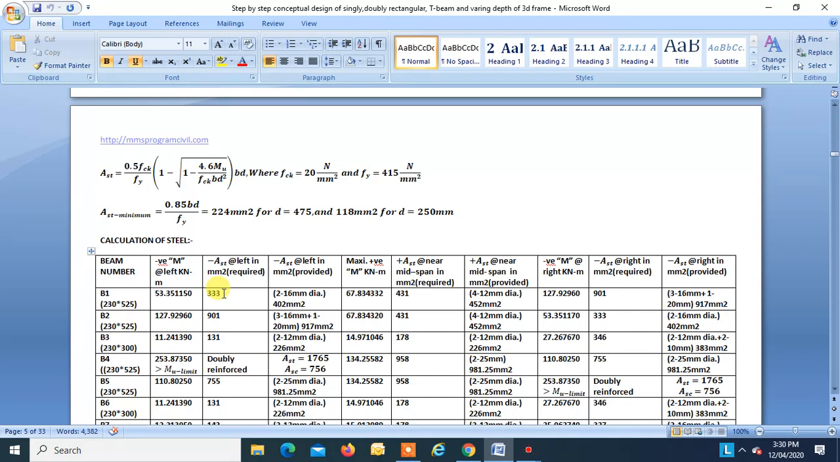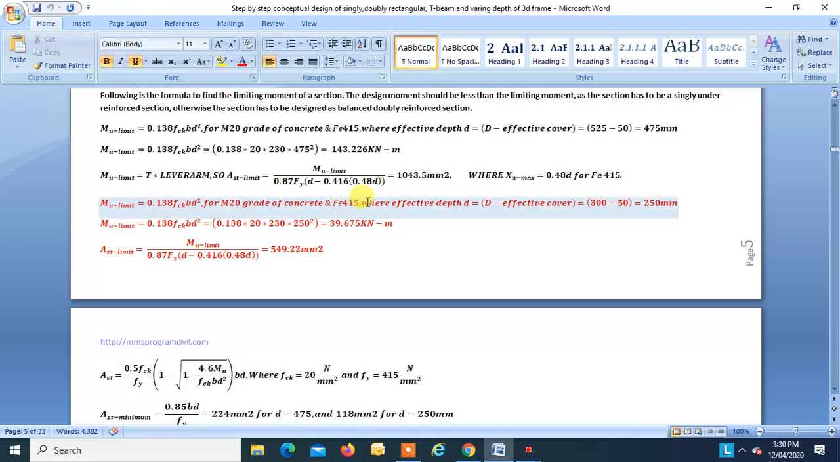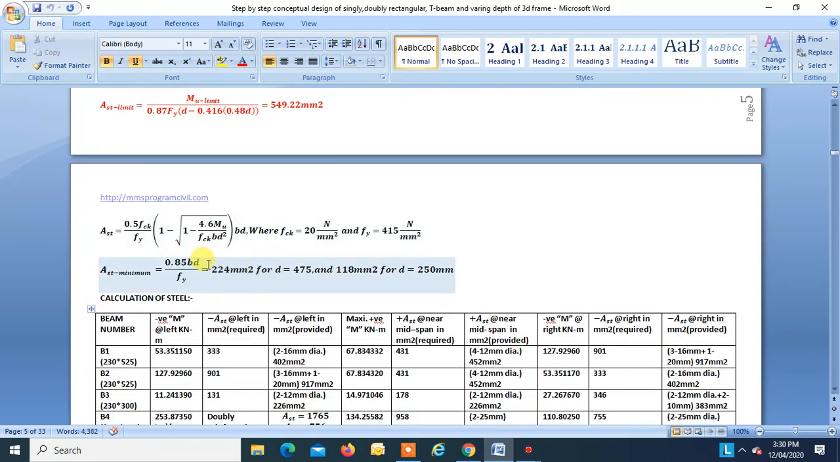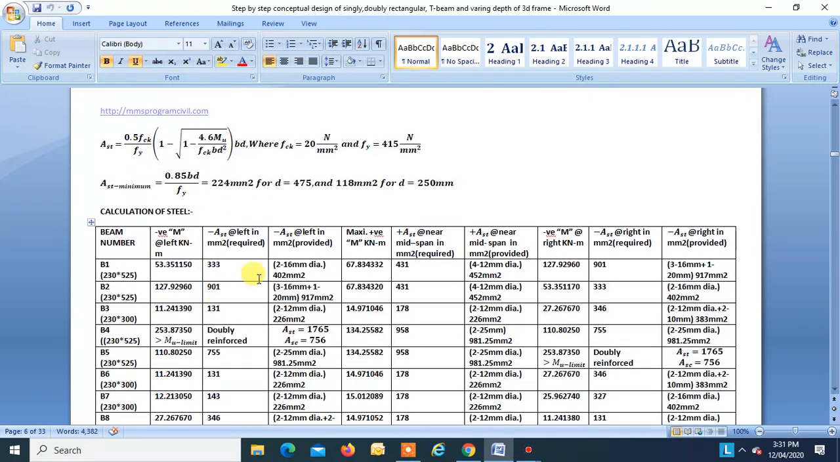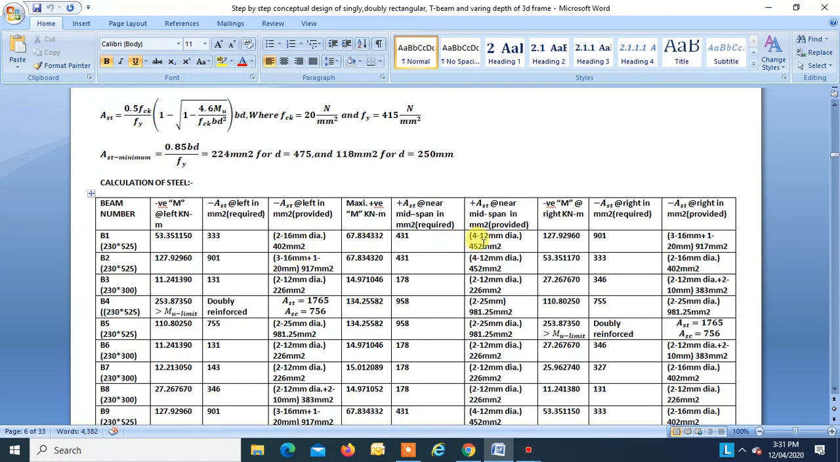So over here the required steel is 333 mm square and we are providing 402 mm square, that is 2 numbers of 16 mm dia bars. So this 402, when the size is 230 by 525, we have to see over here, right? This 402 has to be greater than AST minimum and has to be less than AST limit. So it is less than AST limit and greater than AST minimum. So it's okay, it's fine. The section is singly under reinforced section, right? So this is how this table has been created.